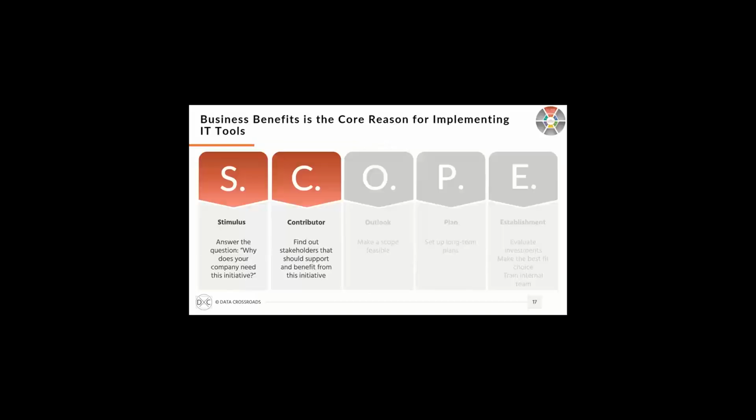First, you start your initiative by answering the question, why does your organization need this software? Coming back to one of my first examples, when a person told me we bought Collibra to implement data governance, I didn't get what they meant by that because they didn't know what data governance was.